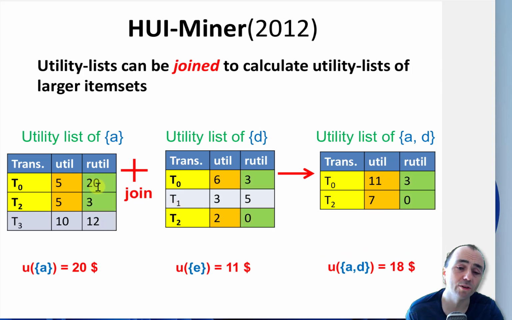Now how to calculate the third column, the remaining utility? It is also easy. What we will do is take the minimum. So here we have 20, here we have 3. We take the minimum, it will be 3. Here we have 3 and 0. We take the minimum and we put 0. So this is how to calculate it.